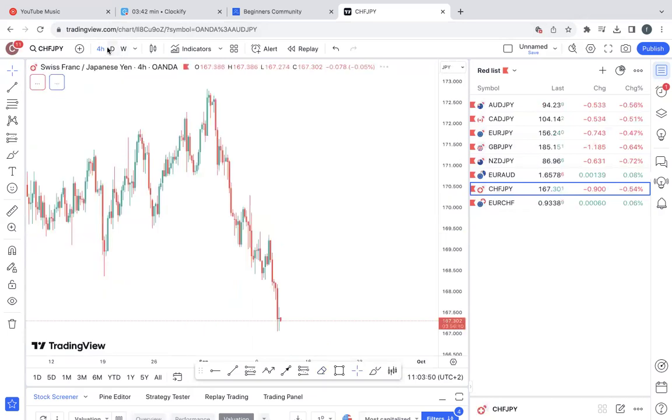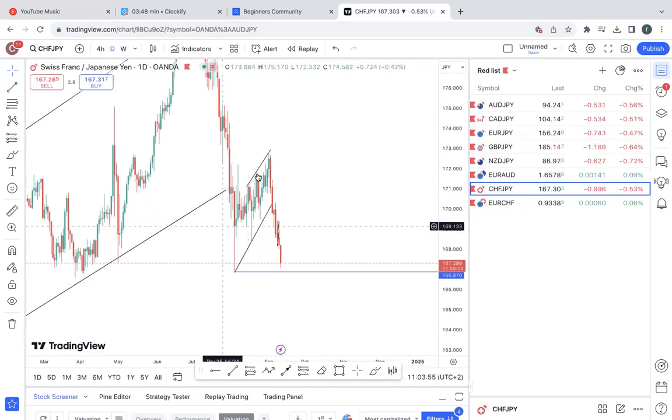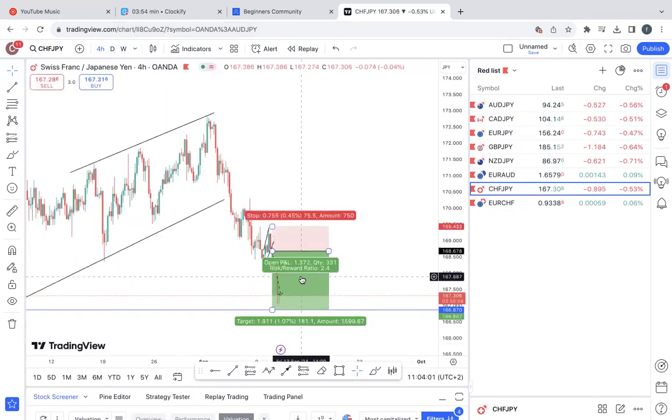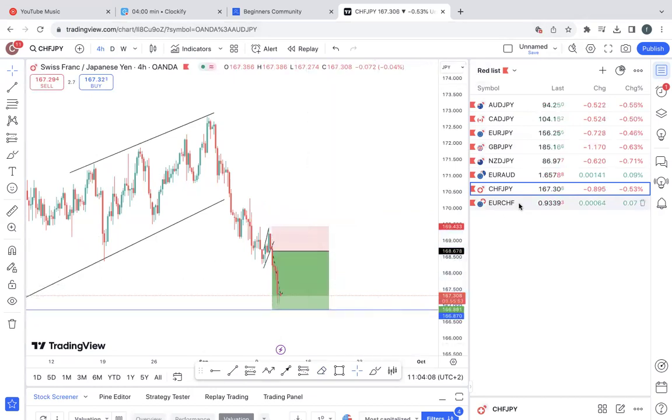And now for our next pair, which is the Swiss franc over the Japanese yen. So this one, impulsive movement, sideways corrective structure, price having a high probability of reaching this low. So this one is also running in some nice profits of something around 1.7, and this one's about to hit our take profit.